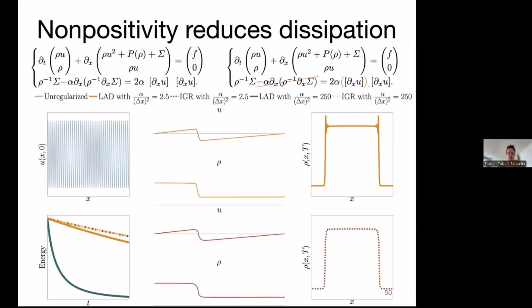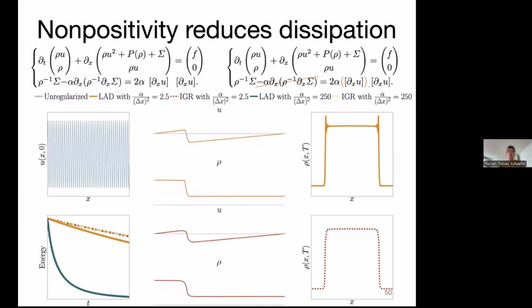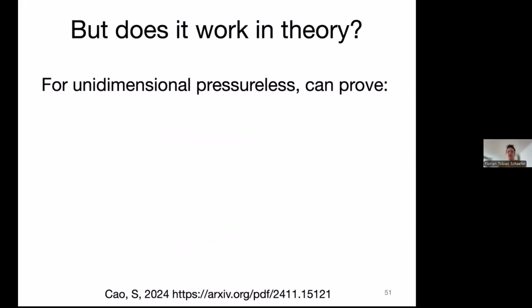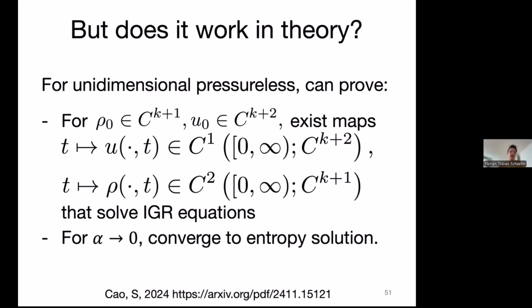And now, there's a lot of work still open in terms of understanding this regularization rigorously. I want to mention that at least in the case of the unidimensional pressureless case, we can rigorously prove that when starting with C^k initial conditions, we end up with global C^k solutions. And as alpha goes to zero, we in fact converge to the commonly considered entropy solution for this problem.